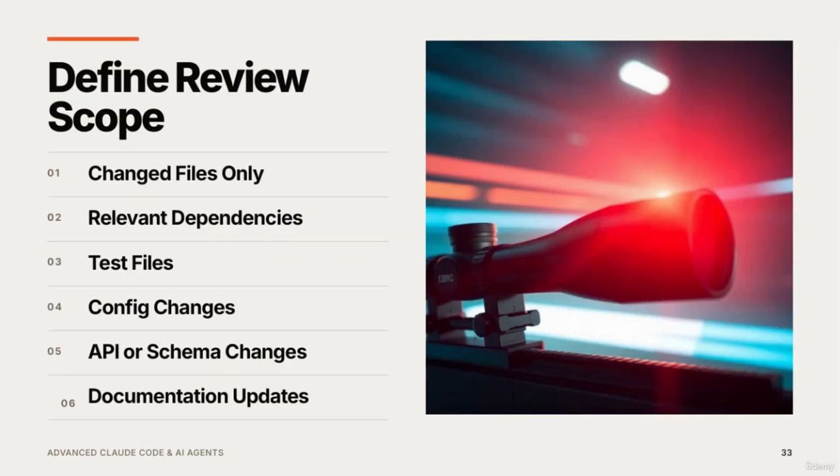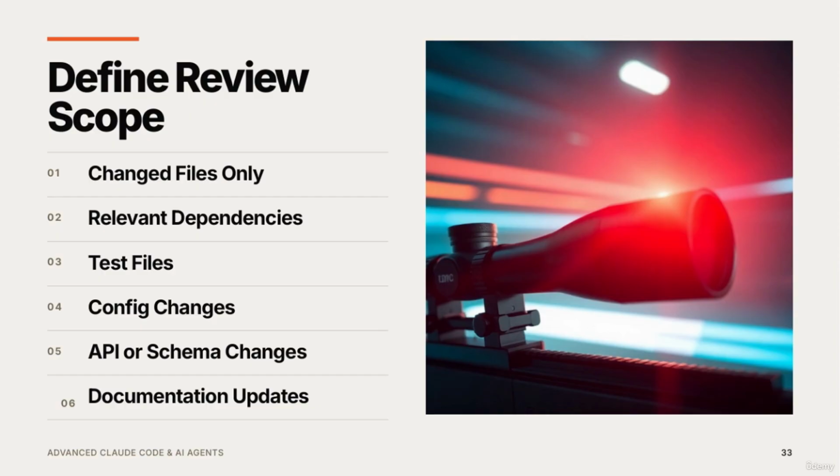Here, we're focusing on defining the review scope. To ensure an efficient and thorough review process, we need to clearly outline what should be included. First, we start with the changed files only, which means we concentrate our attention on the files that have been modified. Next, we consider relevant dependencies, any related files or modules that could be impacted by these changes. Then, test files come into play. It's important to review any tests that have been added or updated to validate the changes.